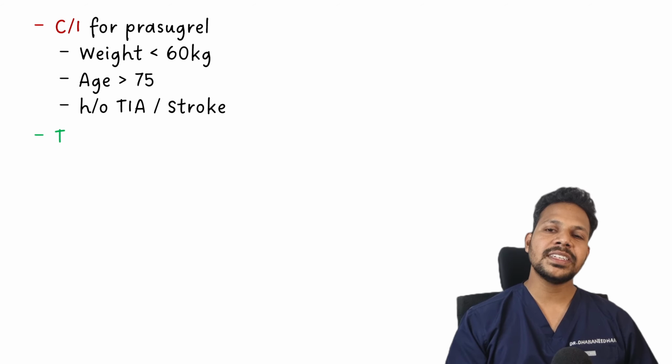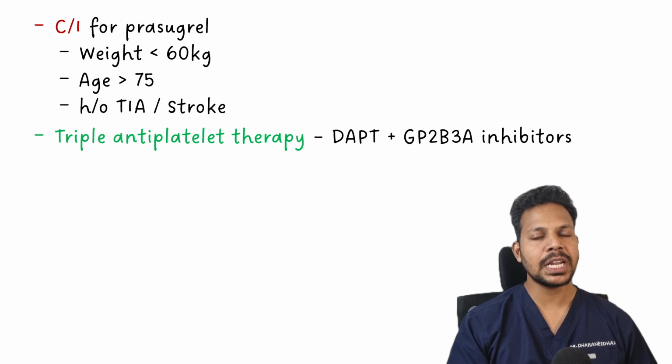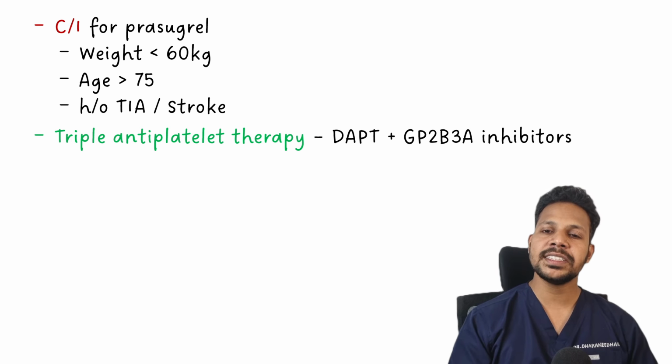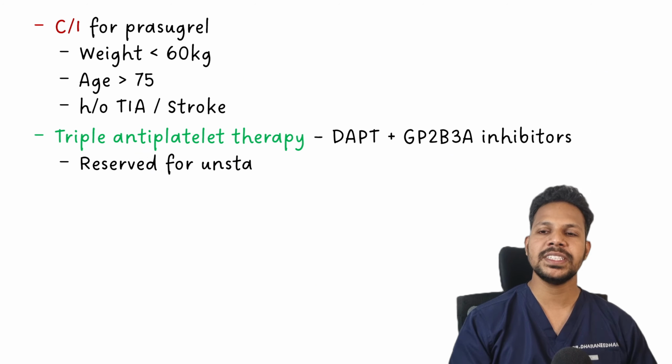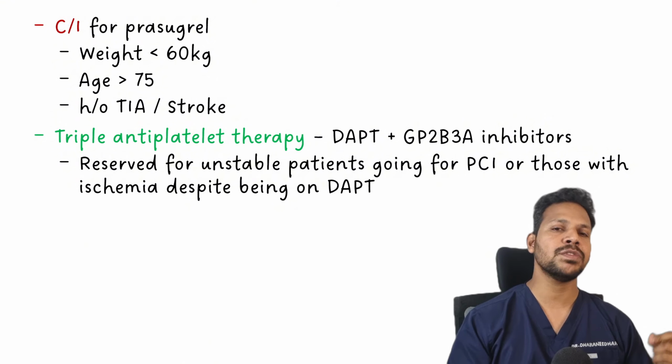There is something called the triple antiplatelet therapy. It is nothing but a combination of dual antiplatelet therapy along with the glycoprotein 2B3A inhibitors. This is particularly reserved for unstable patients who have undergone PCI and for those who are still having ischemia despite the usage of dual antiplatelet drugs.